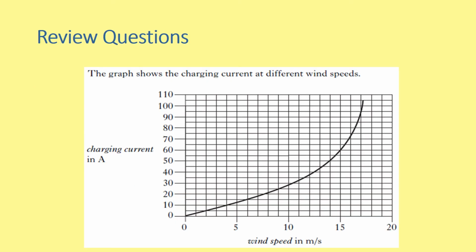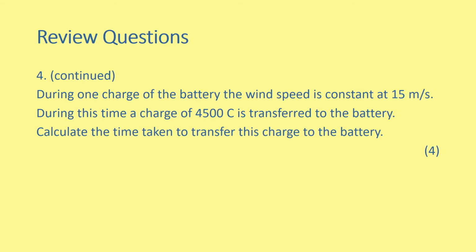Here's your graph. Charging current in amperes is on the y-axis, wind speed in meters per second is on the x-axis. You're going to need to refer back to this graph when you're coming to do your calculations. During one charge of the battery, the wind speed is constant at 15 meters per second. During this time, a charge of 4,500 coulombs is transferred to the battery. Calculate the time taken to transfer this charge to the battery.